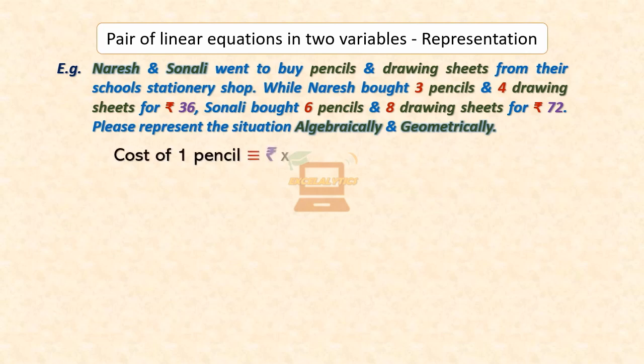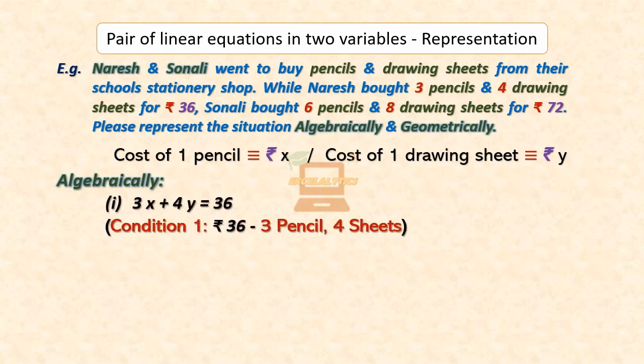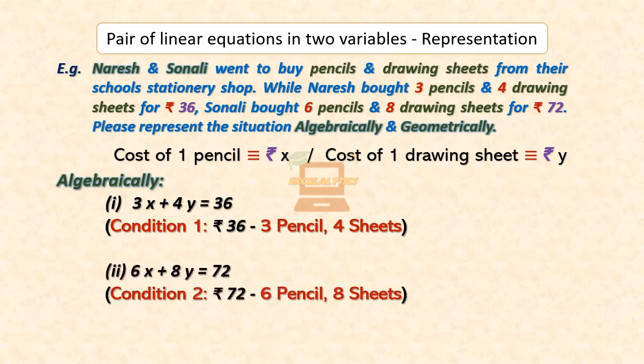Let the cost of one pencil be denoted by Rs x, and the cost of one drawing sheet be denoted by Rs y. Algebraically, the pair of equations formed can be written as: first, 3x + 4y = 36. And second, 6x + 8y = 72.